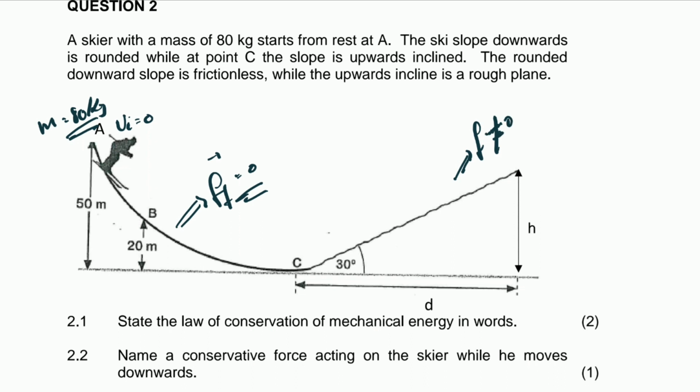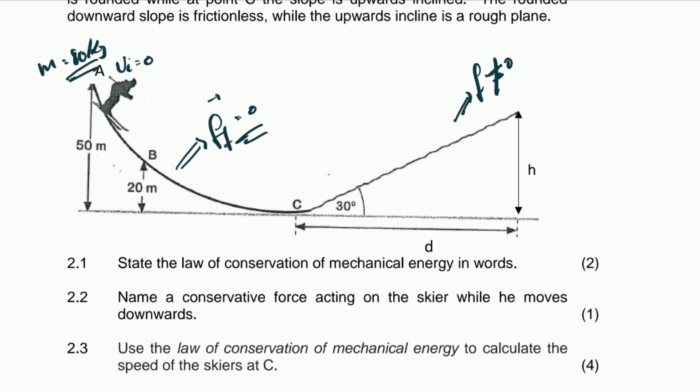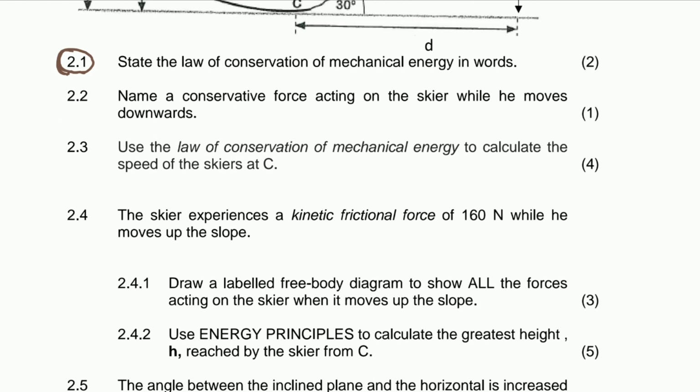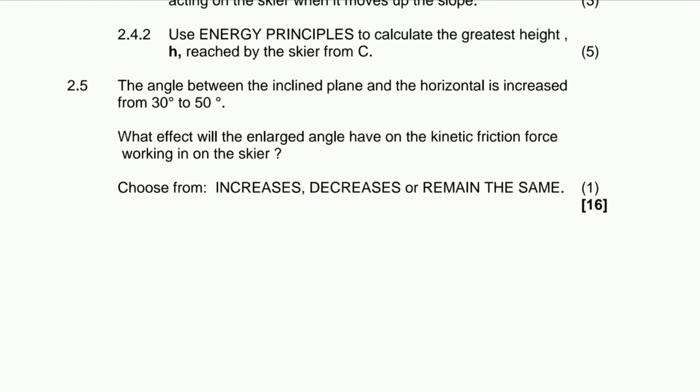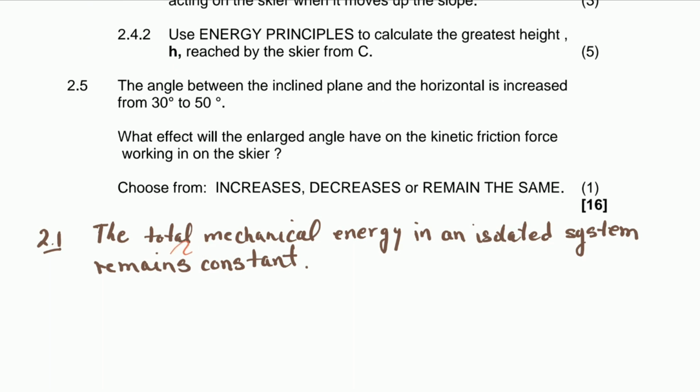Friction there is present. Now state the law of conservation of mechanical energy in words. This one was a grade 10 topic. It is very simple, so we're going to quickly answer question 2.1 real fast here. This law states that the total mechanical energy, total is important, in an isolated system remains constant.